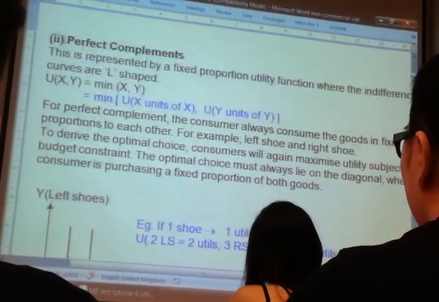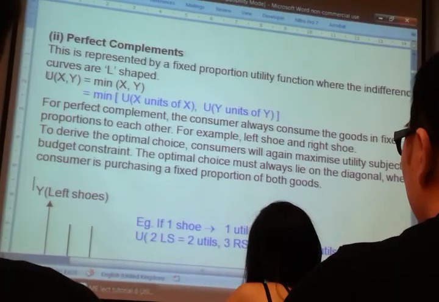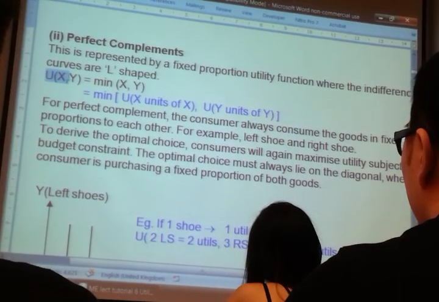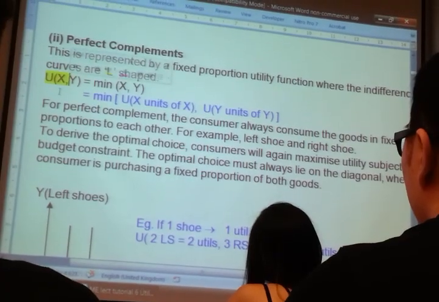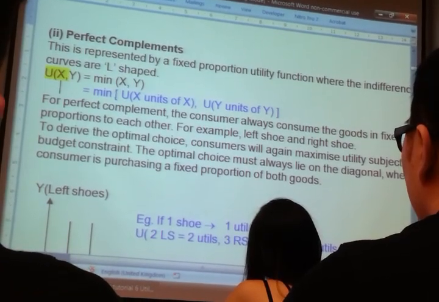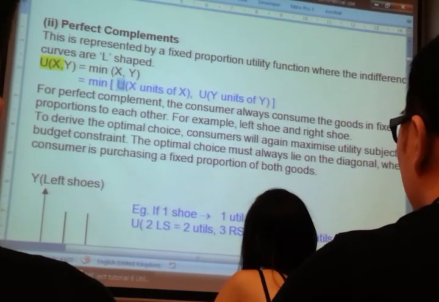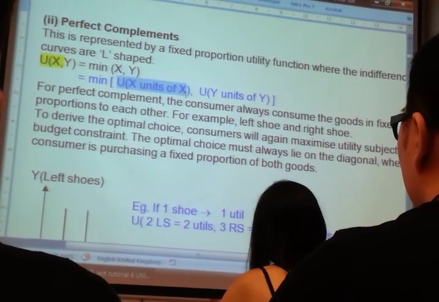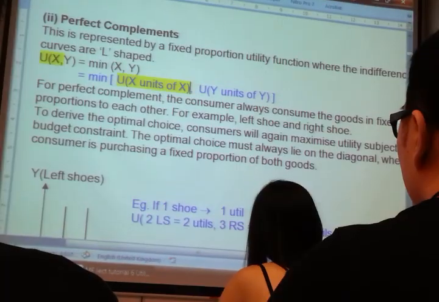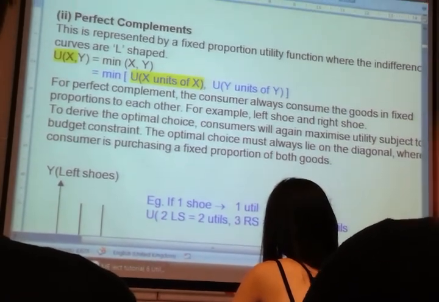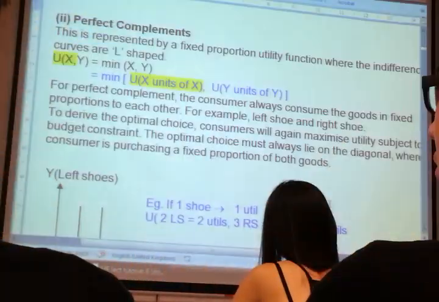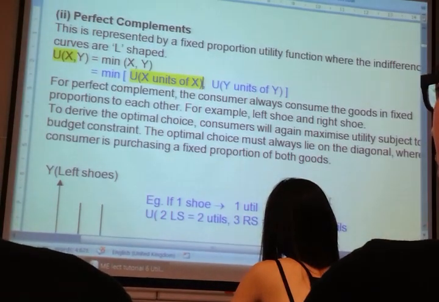Now, what do you mean by the utility comes from x and y? What do you mean by the utility from root x? The interpretation is that the utility from x means the utility from x units of x. So that's what it means. The utility from root x means, in mathematics, the utility from x units of root x.